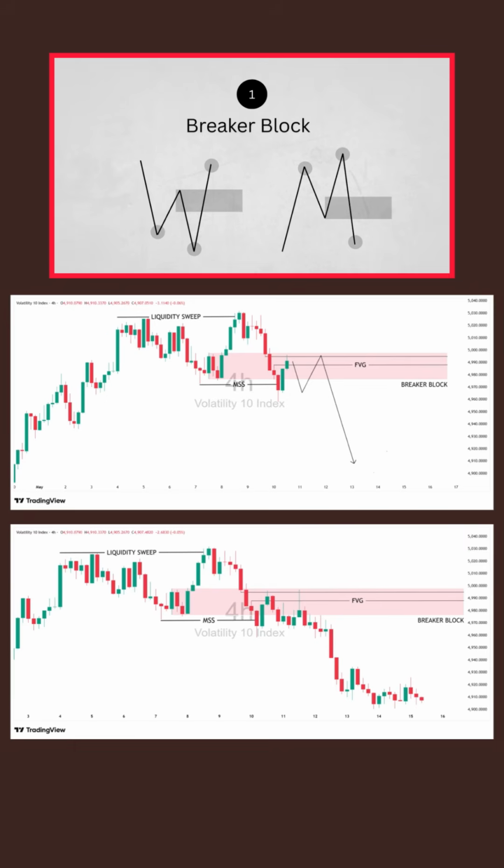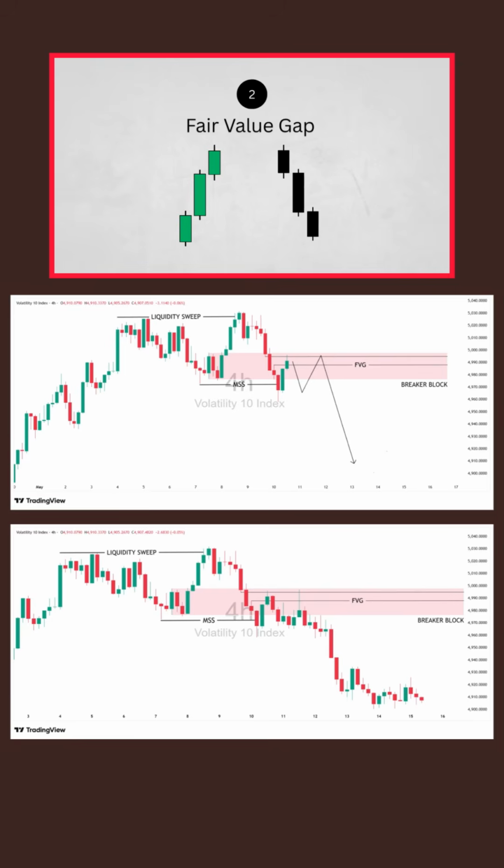Now that you understand what a breaker block is, let's move on to the fair value gap. This gap, the space between the first candle and the third candle, is what's known as a fair value gap. They can appear in different variations, but as long as there's a clear gap between the first and third candle, that area is considered a fair value gap.